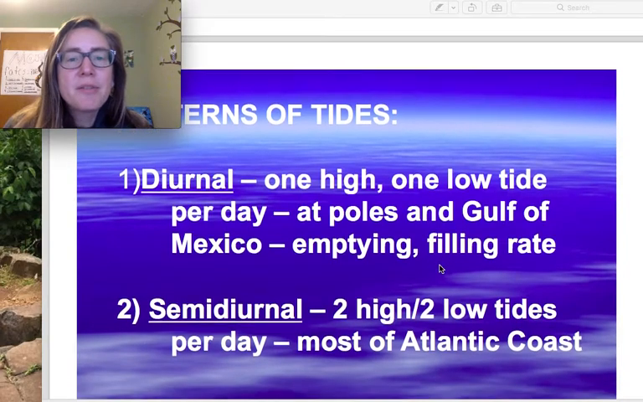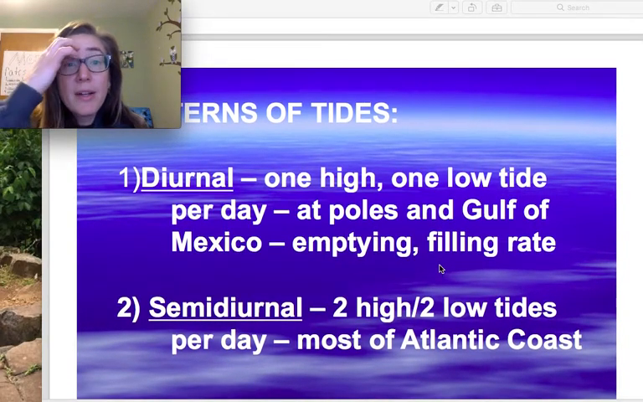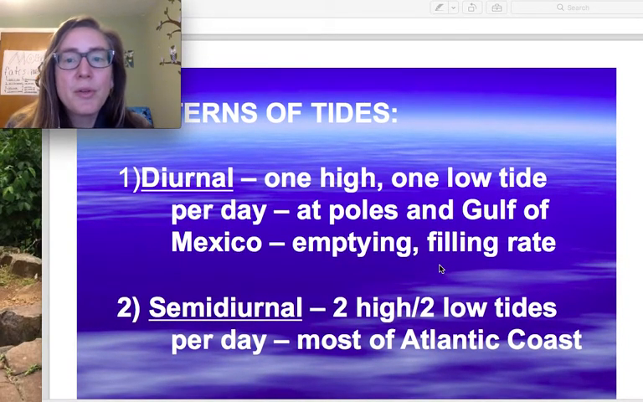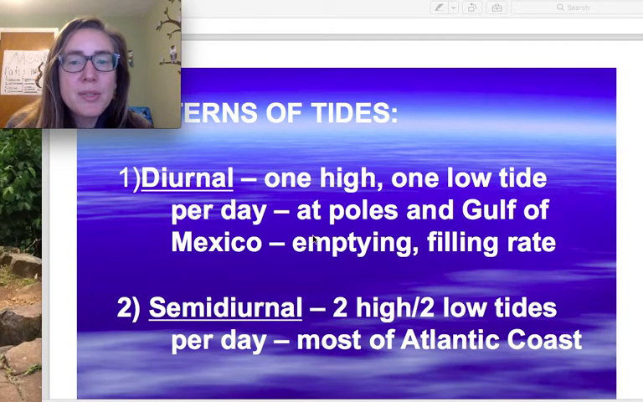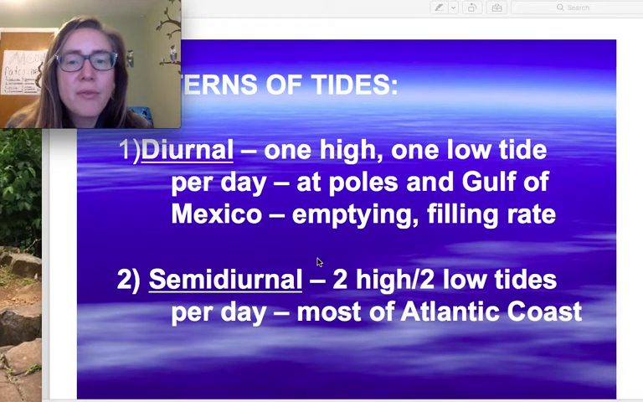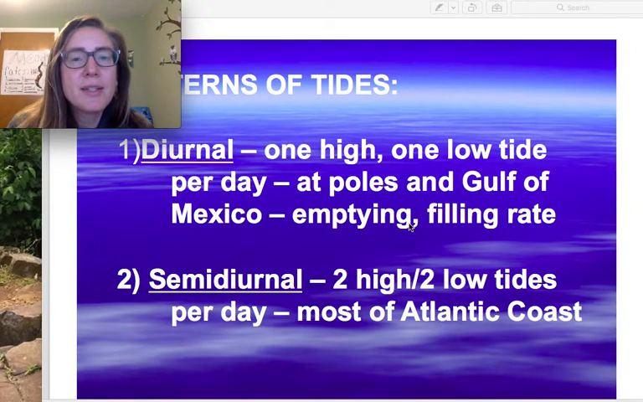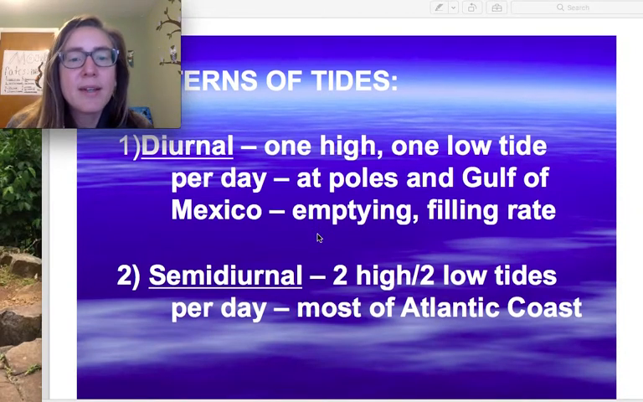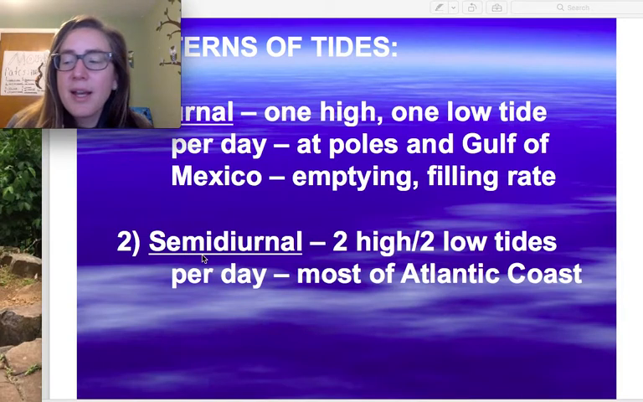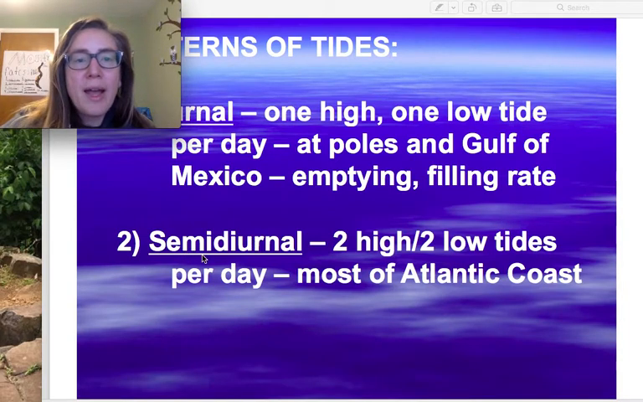The different patterns of tides. You can have a diurnal tide, di for two, so you're going to have one high tide and one low tide per day. At the poles, you see this happen, as well as the Gulf of Mexico. So the emptying and filling rate is going to happen just once a day. The semi-diurnal tides are going to have two high tides and two low tides per day, and that might sound familiar to you because this is our tidal pattern.